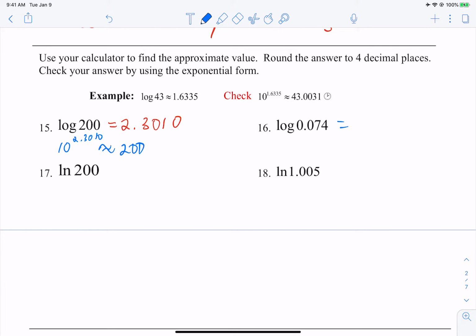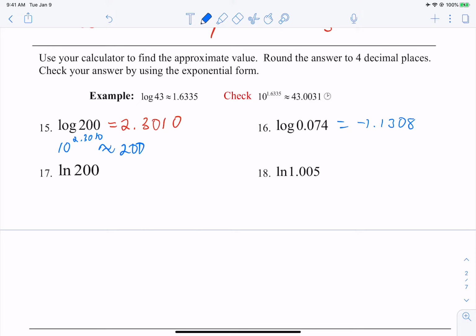Again, you have to use the log button, please, not the natural log button, or it's not going to work. This is a decimal value, so we should expect to get a negative. When rounded to the nearest 4 decimal places, we get negative 1.1308. So if you want to check those on your calculator, you can verify that they do work.